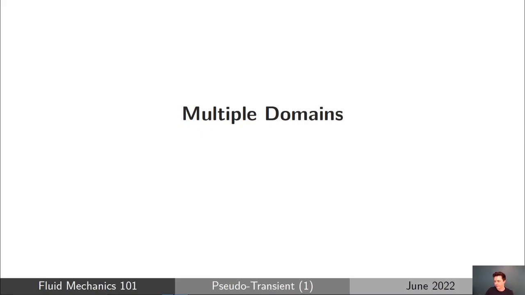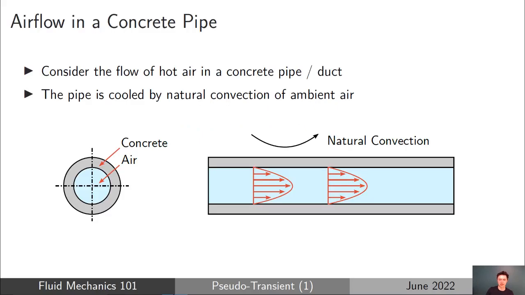And an interesting consequence of this comes when you have a simulation with multiple domains. So when you have multiple regions of fluids and different solids all connected to each other, and you're trying to advance the solution in all of those domains together, then there are some further interesting implications for how you might achieve a steady state solution in these kind of domains.